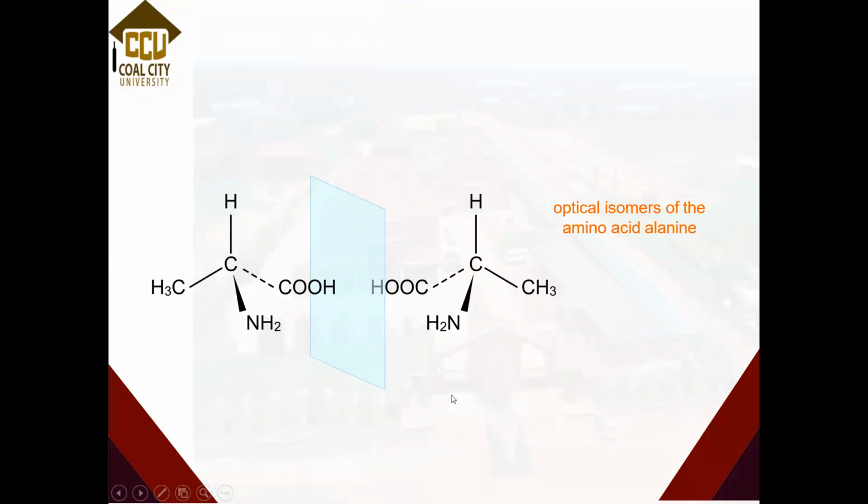Now, let's look at this also. Optical isomers of amino acid alanine. This alanine, now this is the mirror image of alanine. You can see this alanine here, and this is its mirror image. They are non-superimposable. So because of that, we call them enantiomers. The two images you can see on the screen right now are called enantiomers.